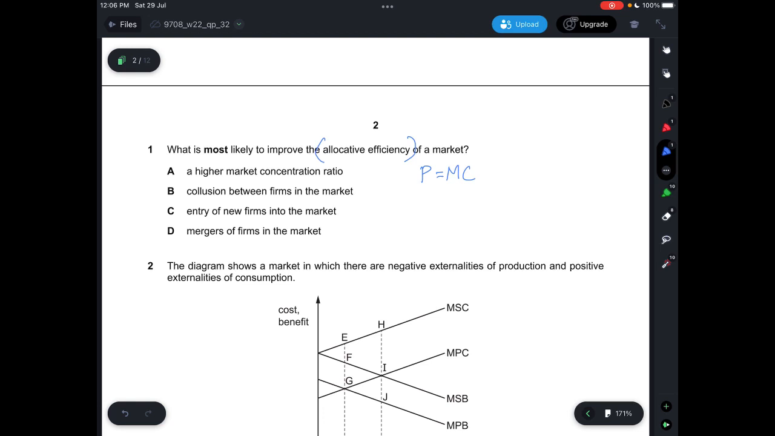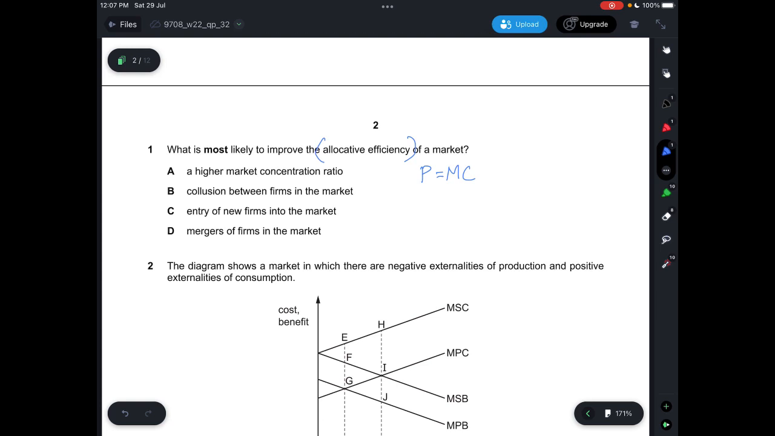And when there's competition, this means that all firms will try their best to actually produce goods at the lowest cost, and also at the same time producing at a point where they're not wasting too many resources, which could otherwise be used for a higher production of a particular good. Therefore, entry of firms into the market would be important.